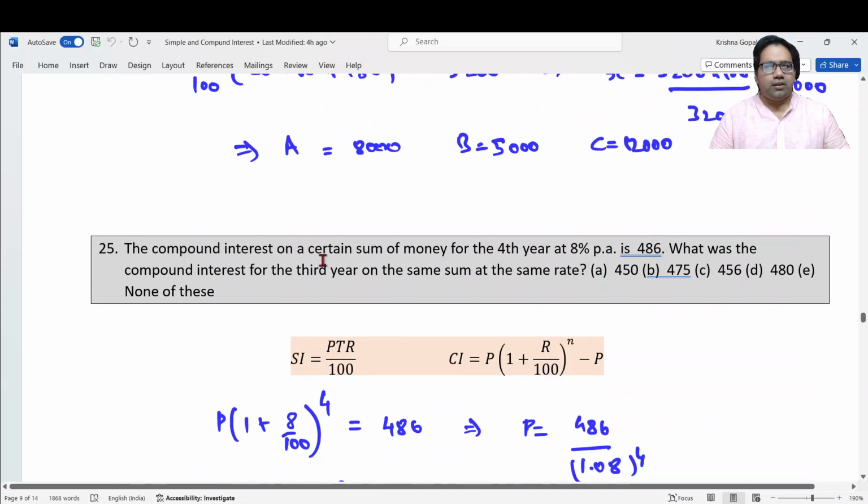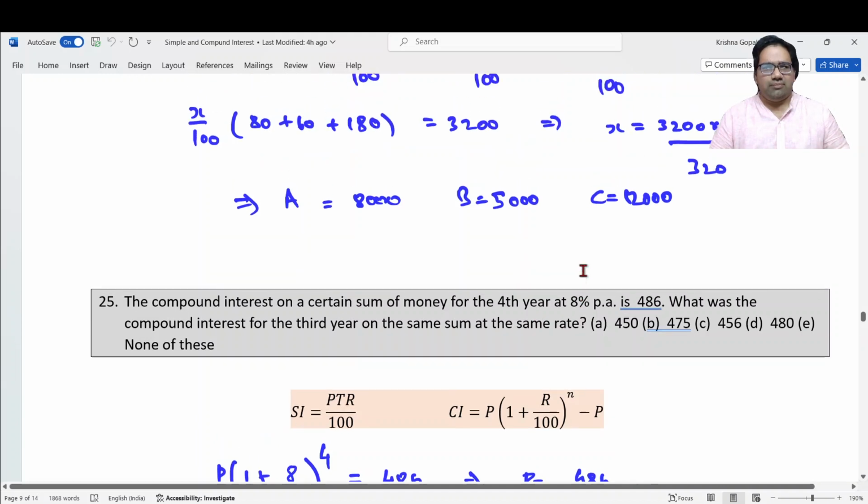Now the compound interest on a certain sum of money for the fourth year at 8% is 486. What was the compound interest for the third year on the same sum at the same rate? So this is a little tricky problem. We are given only 8% for the fourth year. We are not given what is the percent. Oh, sorry, what is the interest rate?